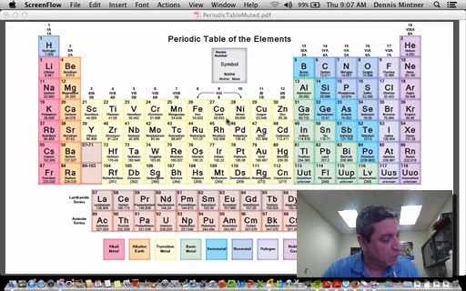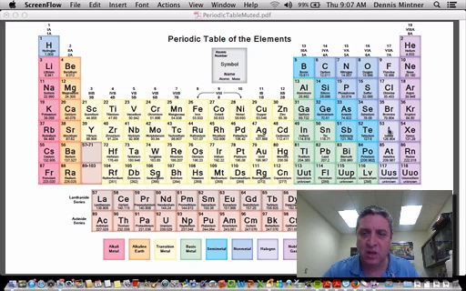Number 10, which of the following is the correct pairing of an element with its family? Now remember, these are the alkali metals, these are the halogens, these are the noble gases. So the first one says sodium, which is this, and a halogen. Not right. It's an alkali metal. These are halogens. B, neon, which is this, an alkali metal. These are noble gases. These are alkali metals. So neon is not correct.